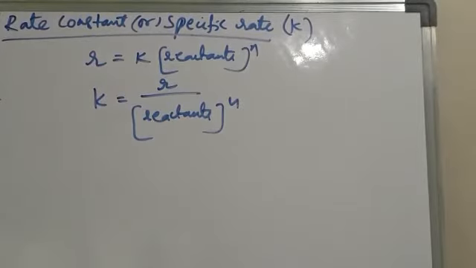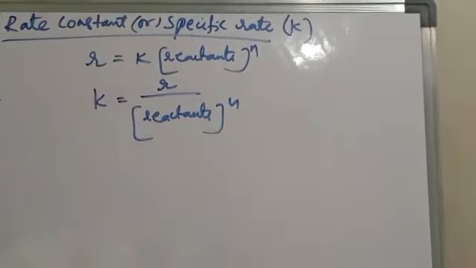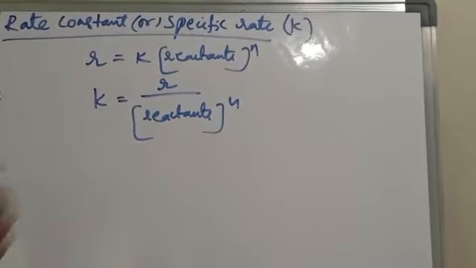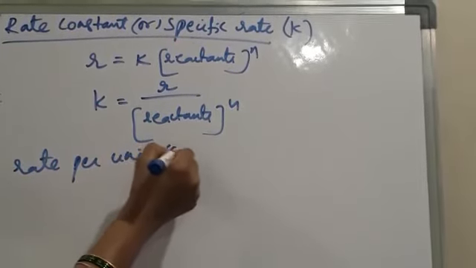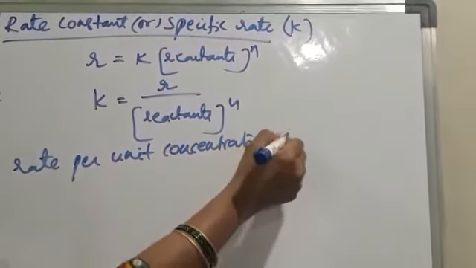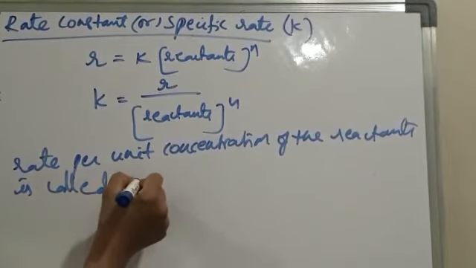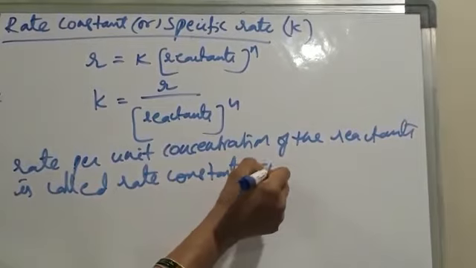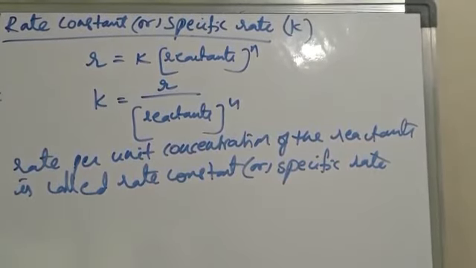Here we can define the rate constant or specific rate as the rate per unit concentration of the reactants. So, the rate constant or specific rate is the rate per unit concentration of the reactants. The rate per unit concentration of the reactants is called the rate constant or specific rate.